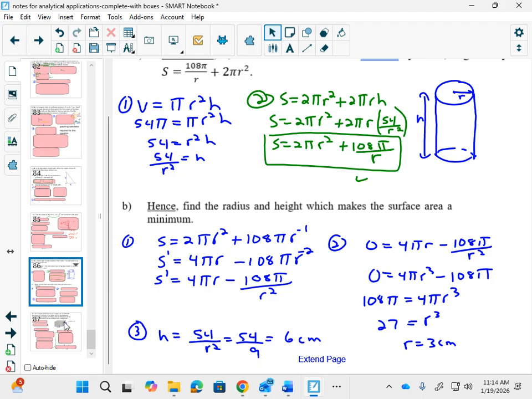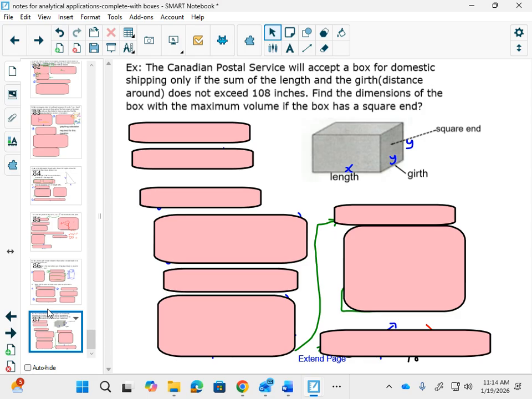And our last one. All right, Canadian Postal Service will accept a box for domestic shipping only if the sum of the length and the girth, which is the distance around, does not exceed 108 inches. You can't ship things too big with Canada Post. Then you have to choose different shipping options.